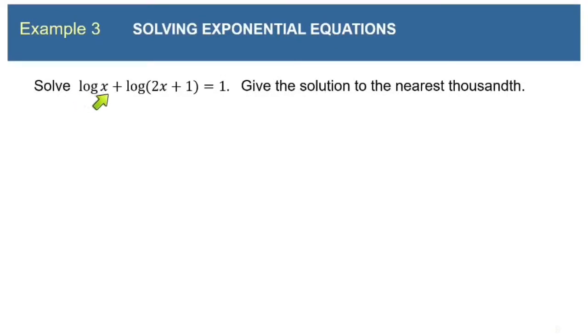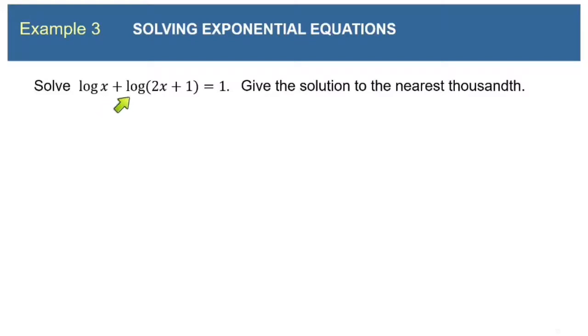So let's look at this equation. It says log of x plus log of 2x plus 1 equals 1. And notice that it says give the solution to the nearest thousandth. So if there is any rounding to do, we will round to the third decimal place. All right, now the problem with this equation, what makes it different than log equations we've seen before, is that we have log plus log. We have two log terms, and we can't switch into exponential form if we have two log terms. So we will use our log properties to put these back together.